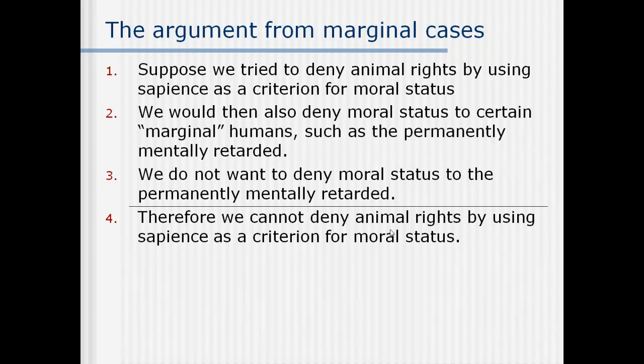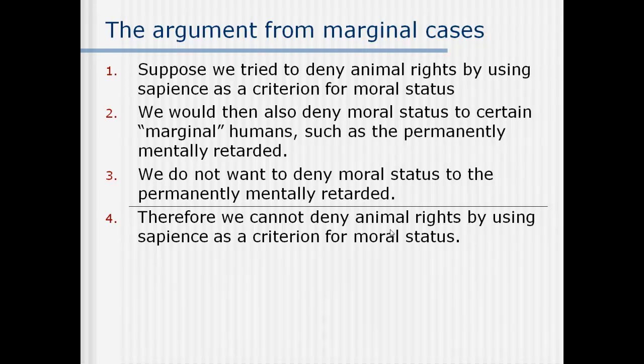I want to end by cluing you into one key argument that comes up again and again in debates over moral status, and it comes up naturally because of the way the process of reflective equilibrium works. And this is the argument from marginal cases. It begins like this. Suppose we tried to deny animal rights by using sapience as a criterion for moral status. That is, we say, I don't think a pig has rights. I think it's perfectly okay for me to eat a pig. Pigs don't have rights because they don't vote, they don't think, they don't talk, they don't do the things that you or I do.